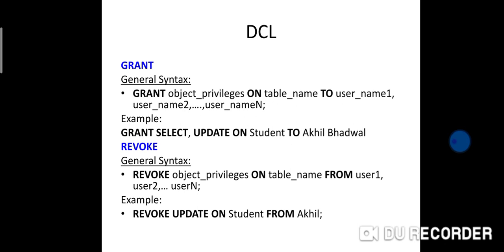Then we go for revoke. The revoke is used to take back the permissions from the user. So REVOKE UPDATE ON student FROM Akhil, where ON is a keyword. So it revokes Akhil's permissions again.